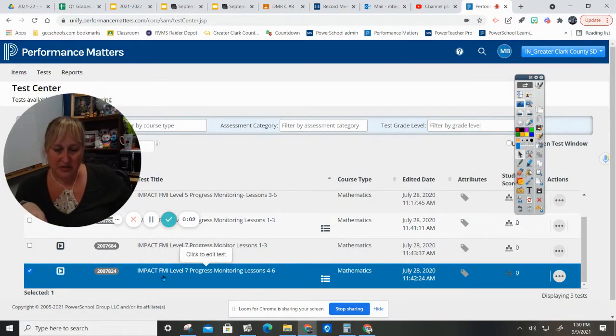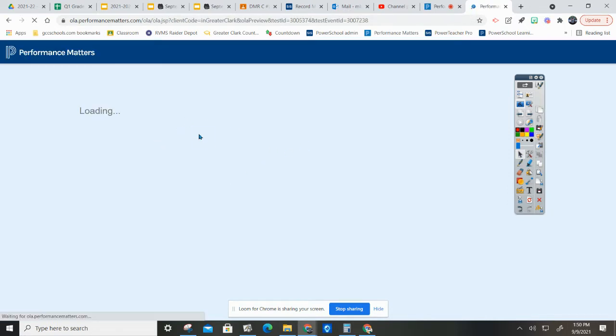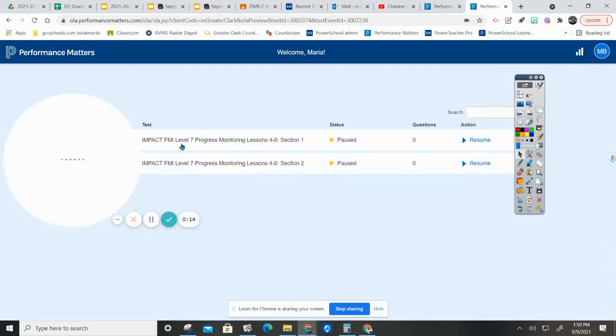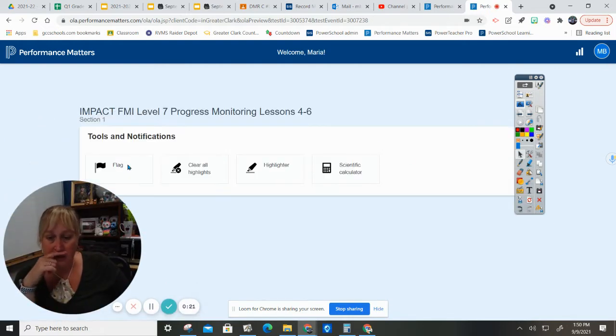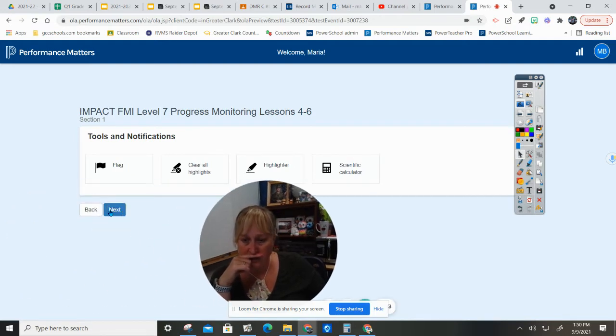Okay, we should be finding the one that says this. Monitors less than 6 point. Yours might look a little different, but that's what you're going to be looking for. So I'm doing a little preview. We're going to choose this one at the top, section 1. You will go to next.